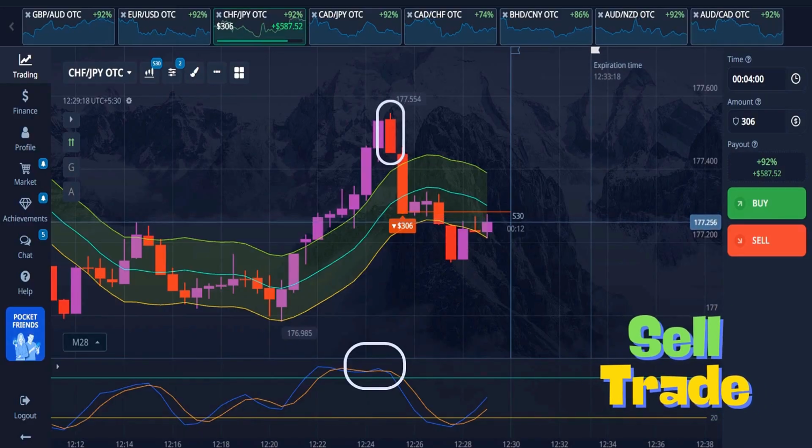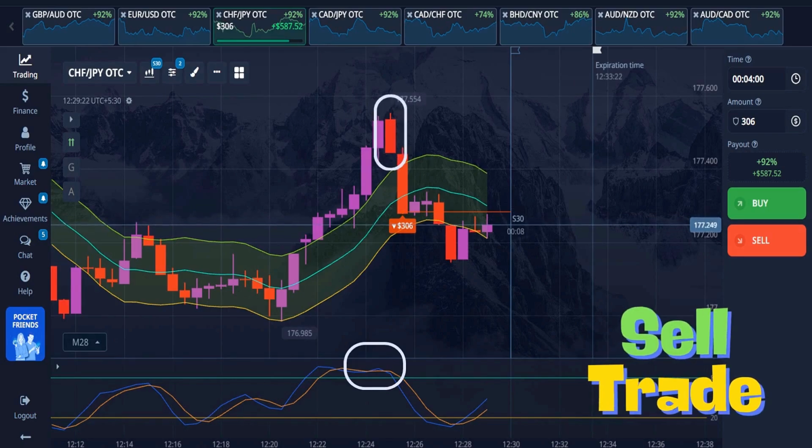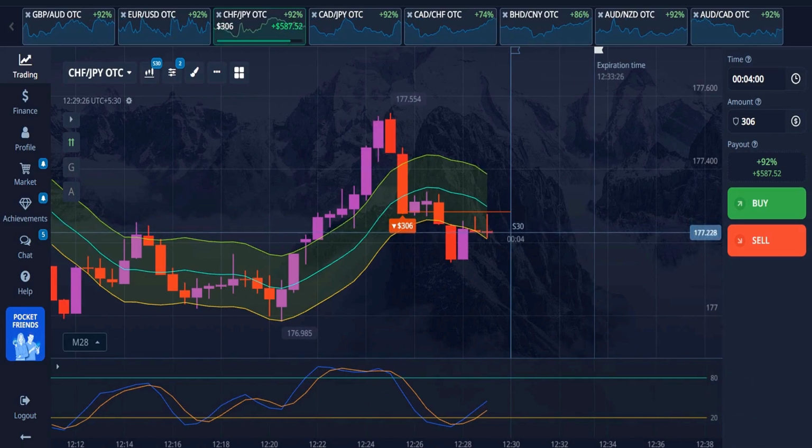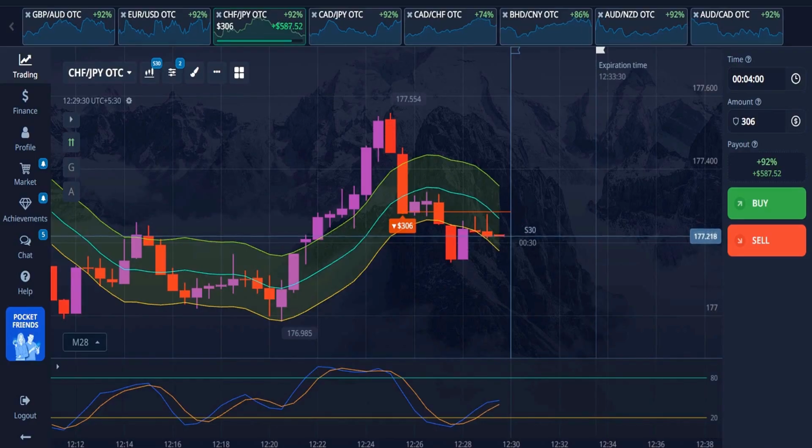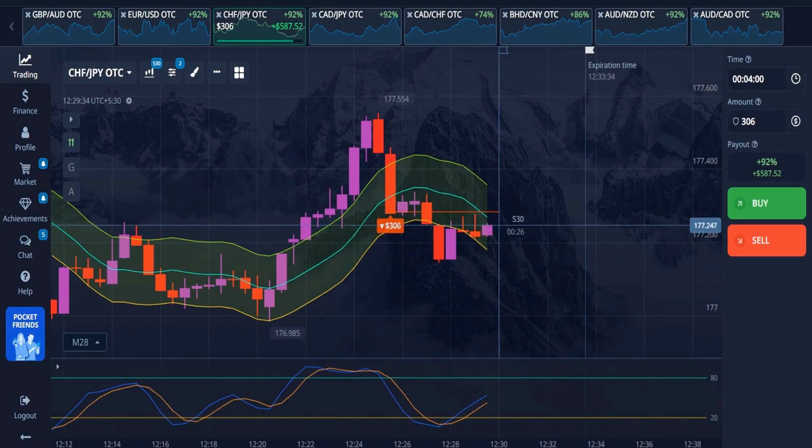Use 30-second candles and set your trade expiry to 4 minutes. That's it. Simple, clean, and powerful. No guessing. Just follow the setup and wait for the right signal.